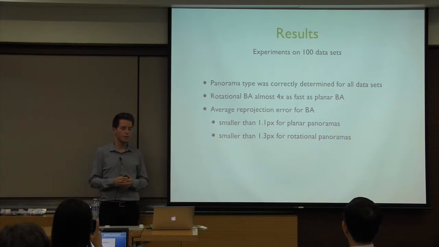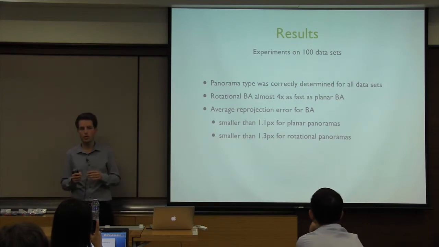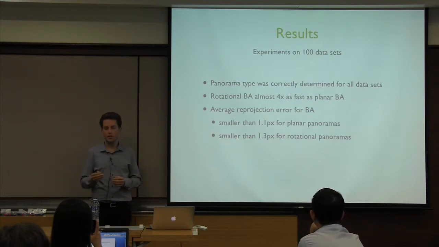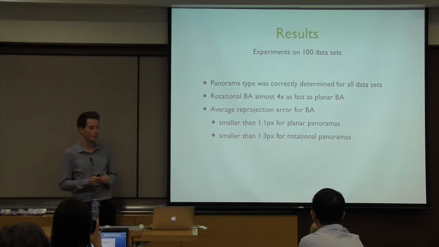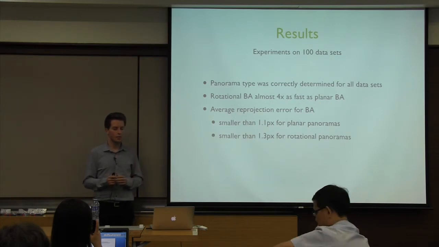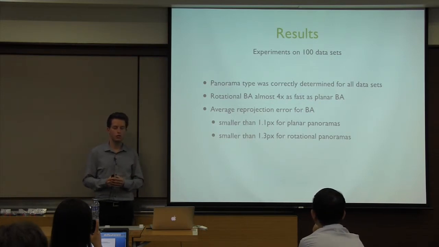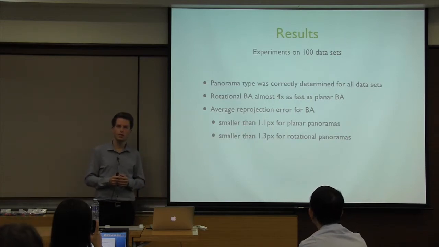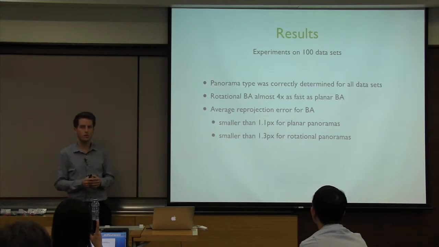As I just said, the bundle adjustment for the rotational panorama is stated by literature to have a faster convergence, and we can confirm that because it is almost 4 times as fast as the bundle adjustment for planar panoramas. The next thing we looked at was the average reprojection error, which is a measure of how well the images overlap. The average reprojection error was smaller than 1.1 pixels for planar panoramas and 1.3 pixels for rotational panoramas.